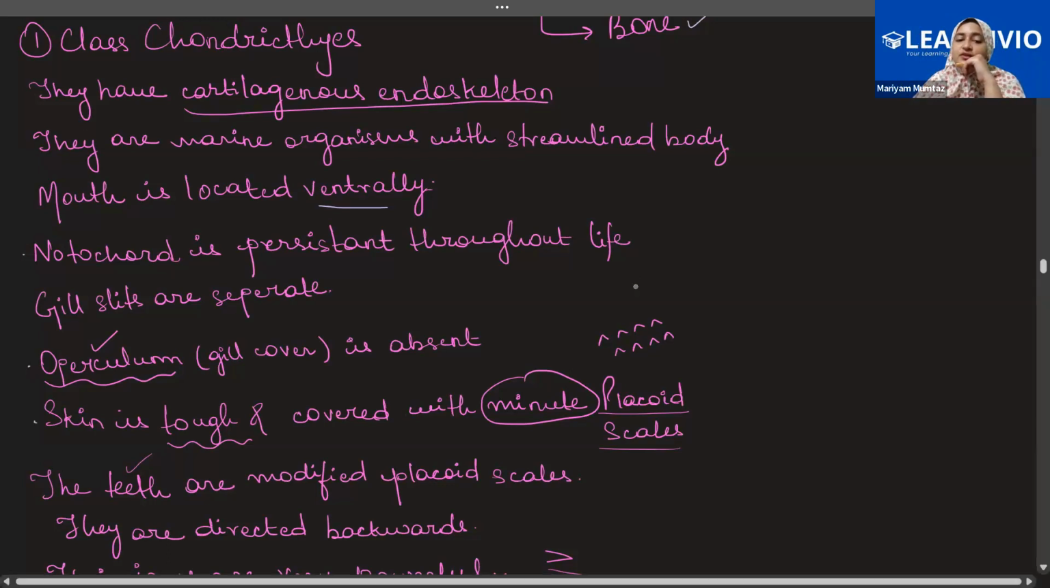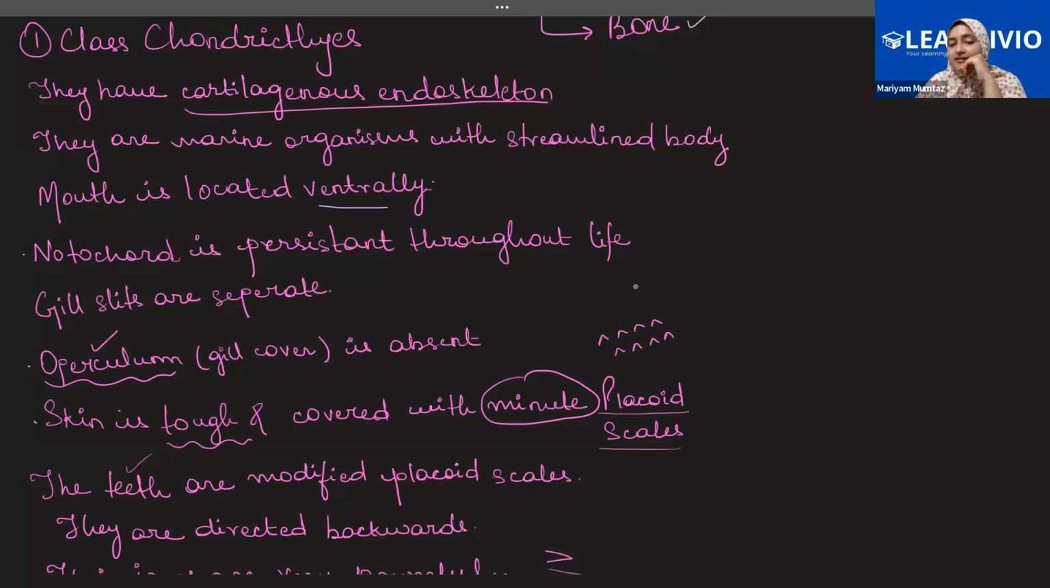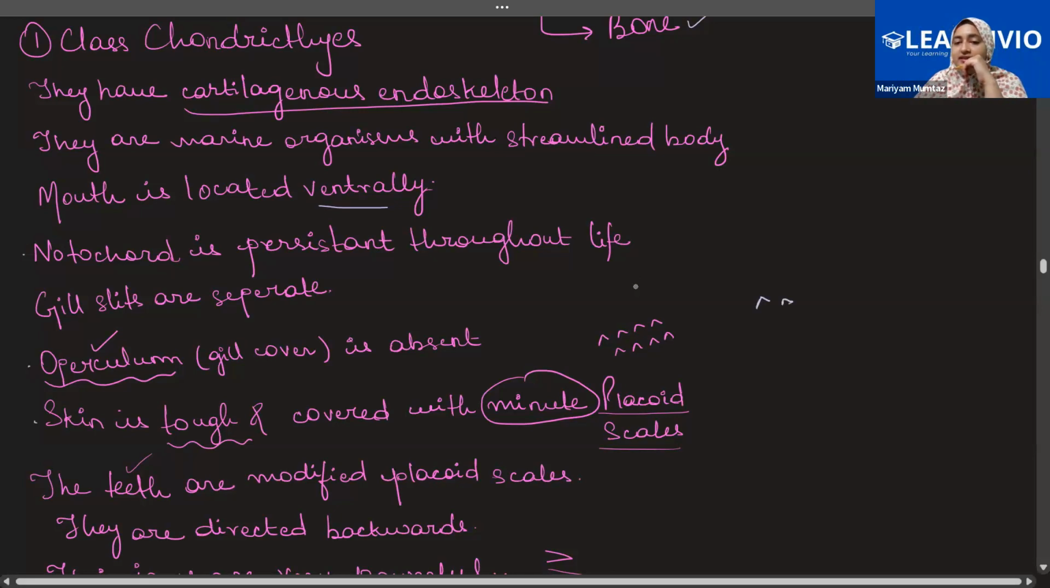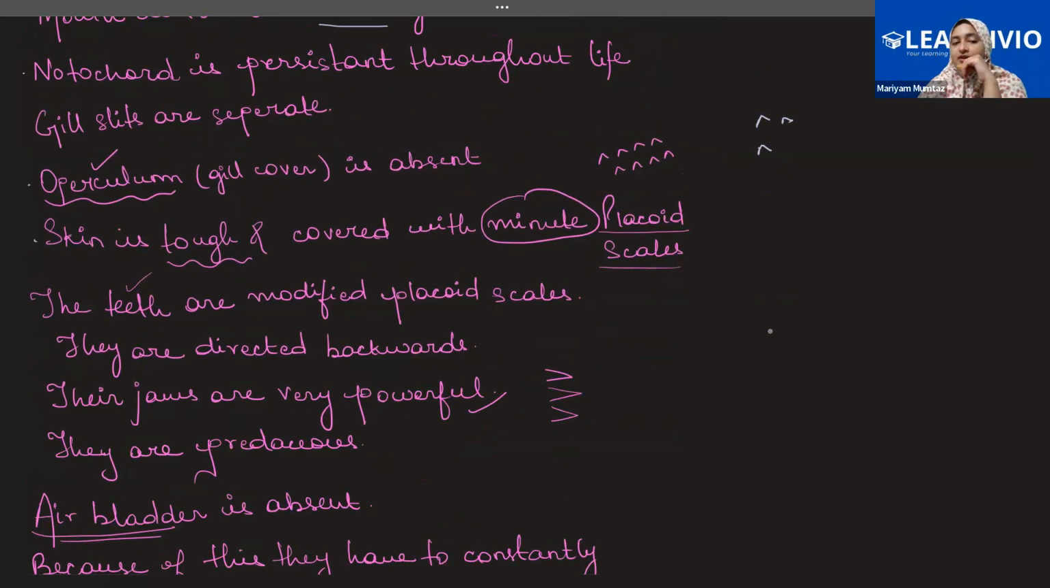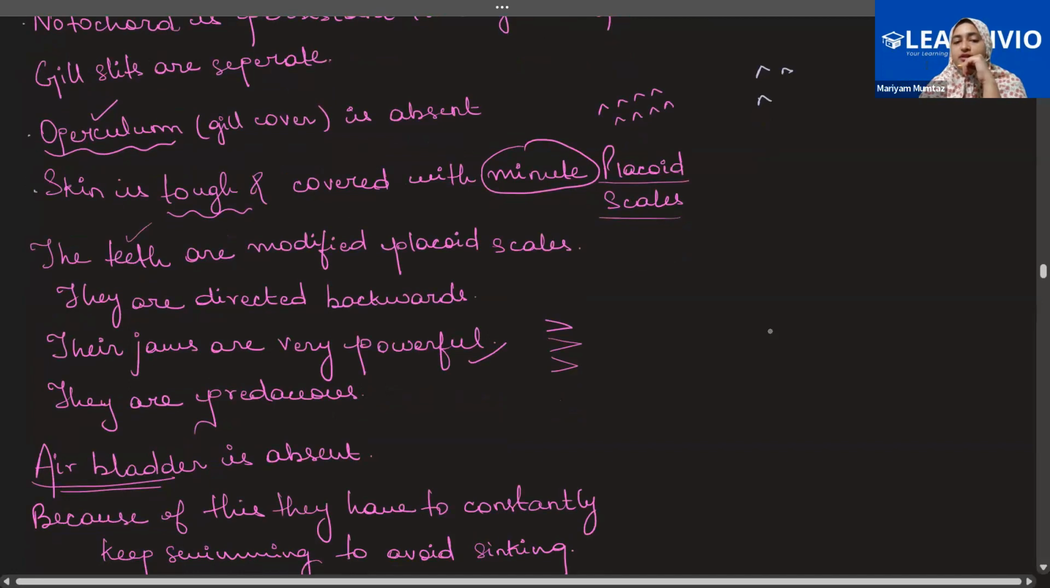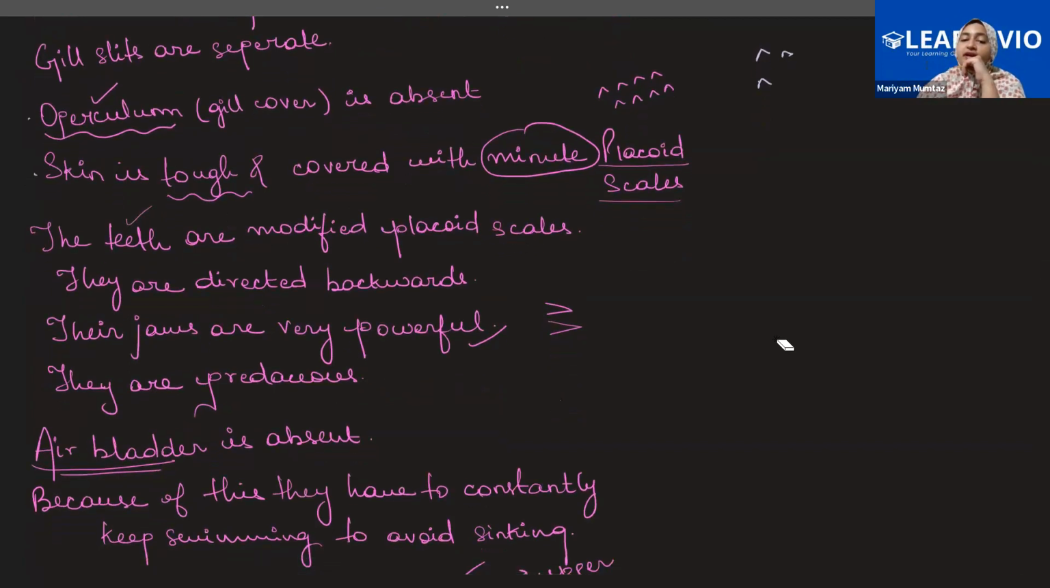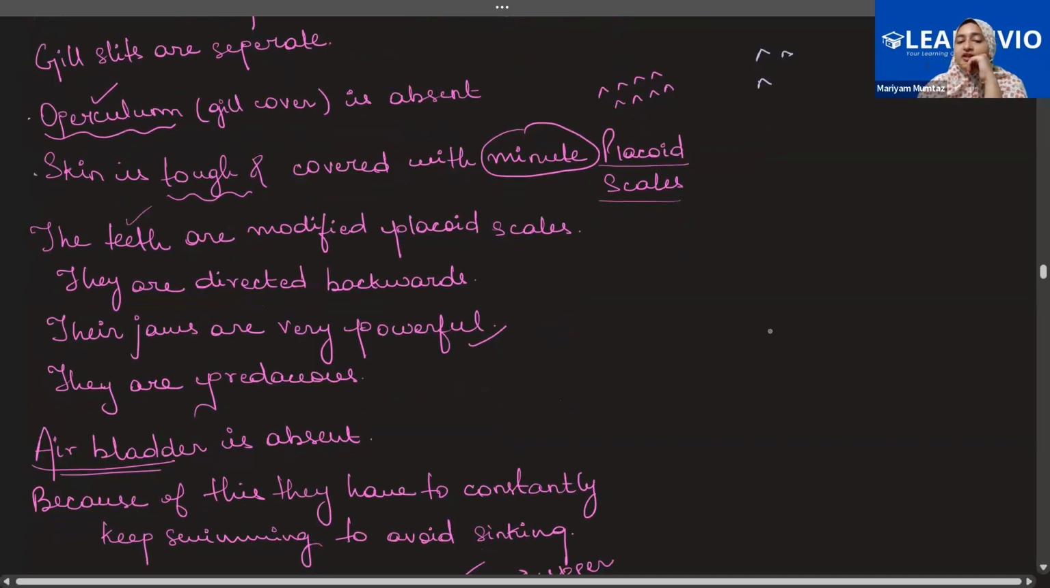Talking about their skin, it is tough and covered with minute placoid scales. The teeth that they used to have get modified to form the placoid scales, so placoid scales are a modification of teeth and are directed backwards. Their jaws are very powerful and they are predaceous, meaning they are predators under the sea.